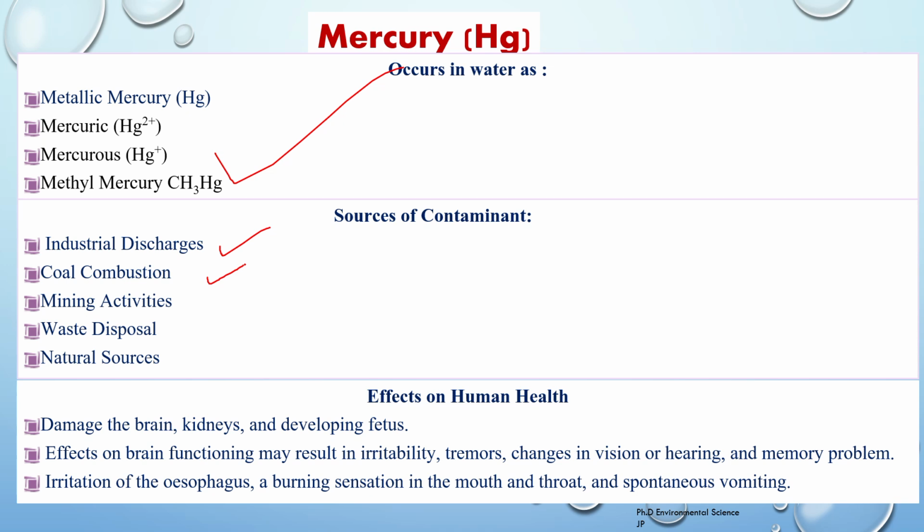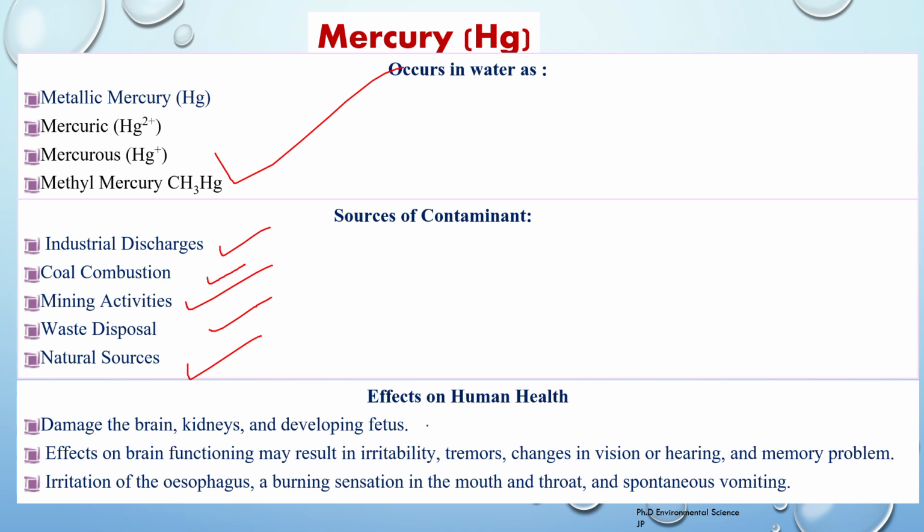Mining activities. Mercury is used in gold mining and can contaminate water through runoff. Waste disposal. Improper disposal of products containing mercury, such as batteries and fluorescent lights, can lead to water contamination. Natural sources. Volcanic activity and weathering of mercury containing rocks can release mercury into the environment. Then effects on human health.